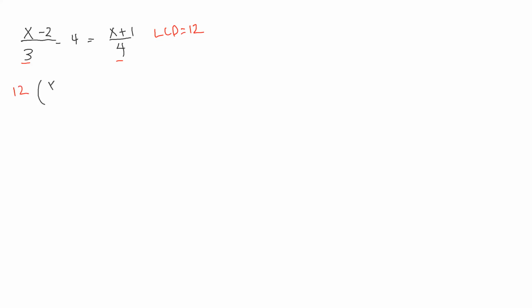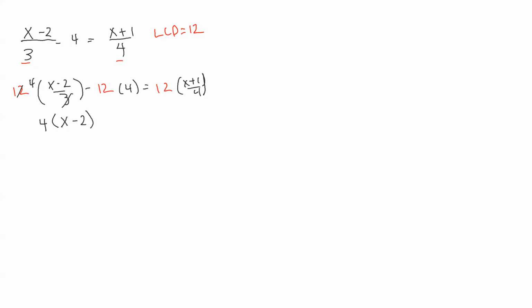So I get 12 times x minus 2 over 3 minus 12 times 4 equals 12 times x plus 1 over 4. Okay, and then I simplify. For the first term, 3 goes into 12 4 times, so I'm left with 4 times the numerator, x minus 2, and I'm just going to leave it written out in parentheses like this. I'll distribute in the next step.